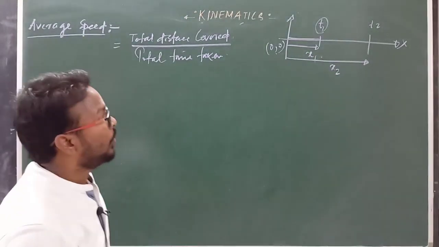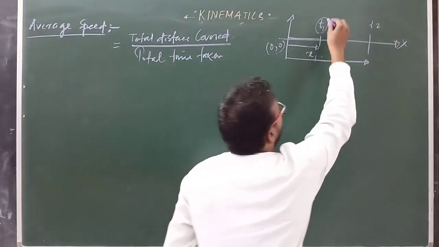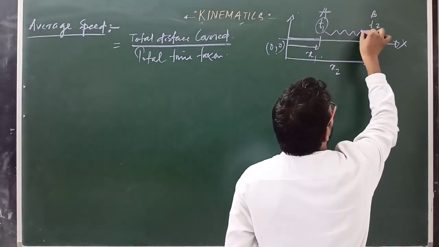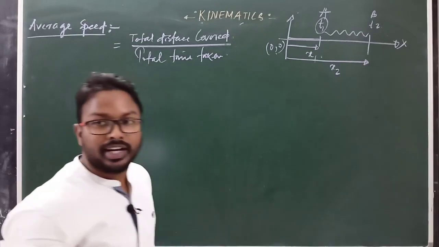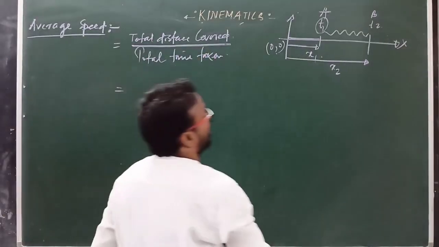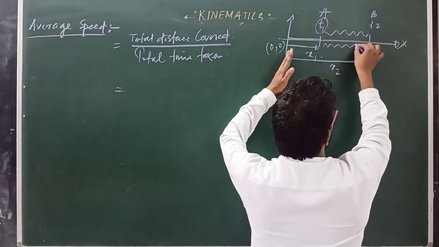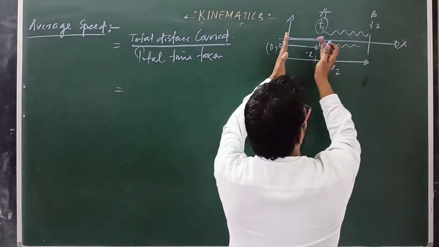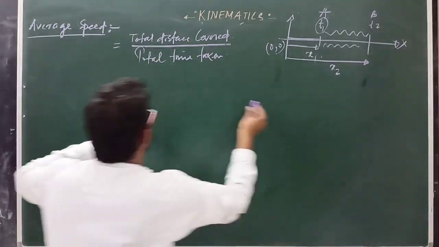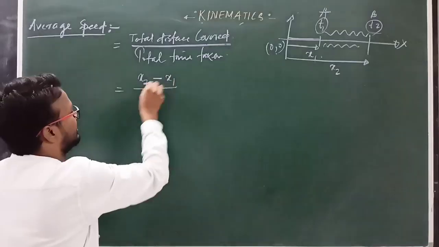So in this case we have to find total distance covered by total time taken. Suppose this is point A and this is point B. We have to find the average speed between point A and point B. So in this case, what is the total distance? This distance. How can we find this distance? First, this distance minus this distance equals this distance. So total distance covered is the final distance minus the initial distance.